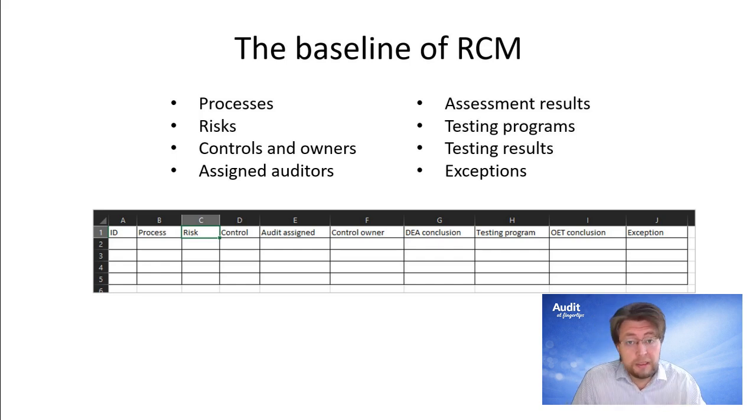Then once DEA is done, we need to move to the fieldwork, to operating effectiveness testing. In that case, we need the testing program, which is a bit different than DEA. And if we find any exceptions, we also need to put them here, because the conclusion, if it is ineffective, we need to explain why.